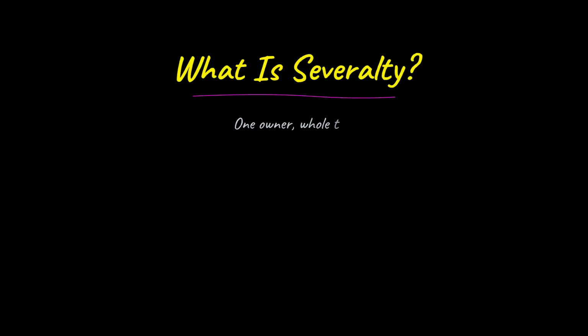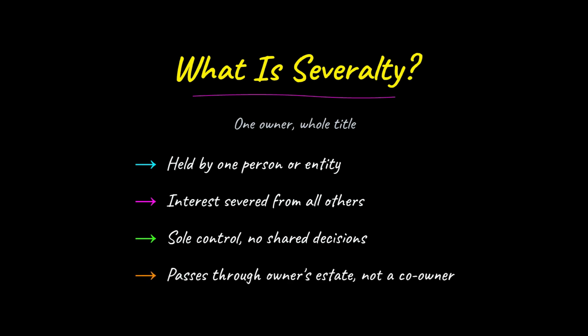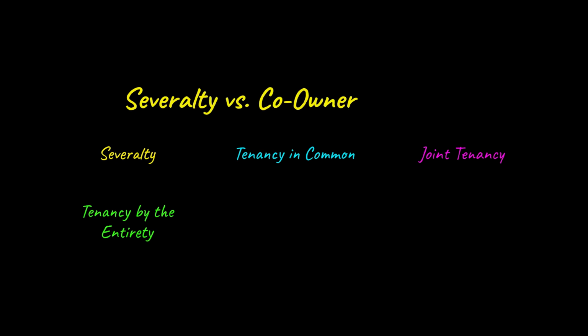Before diving into co-ownership rules, let's isolate the simplest case, one person owning property entirely alone. Ownership in severalty means title held by a single person or entity, with the owner's interest severed from anyone else's. That owner controls the property fully, needs no one's consent, and when they die, the property passes through their estate by will or intestacy, not to a co-owner.